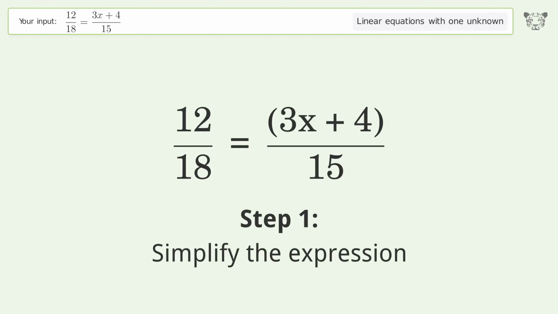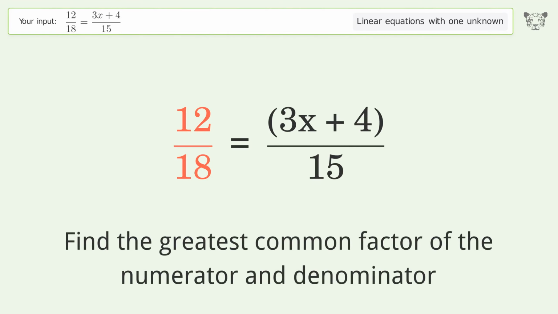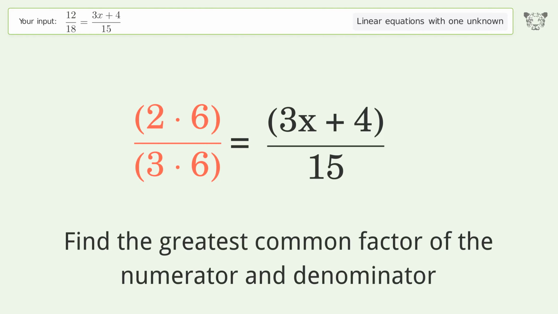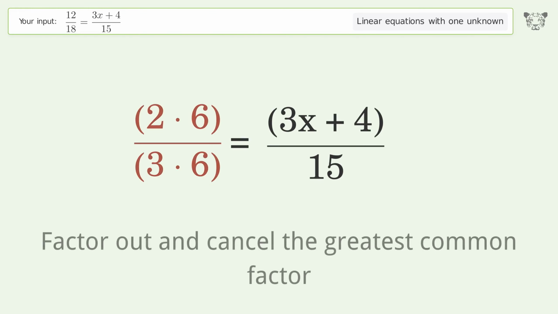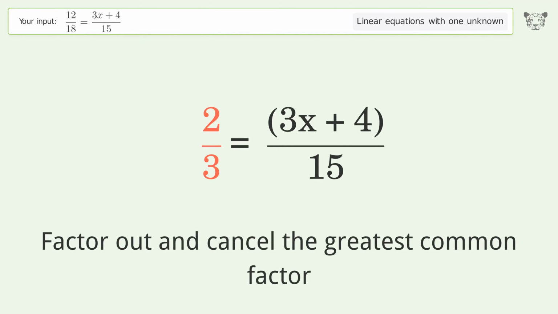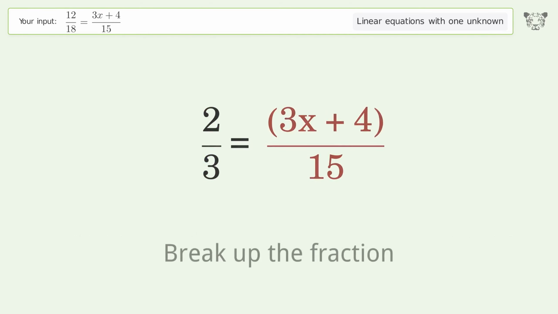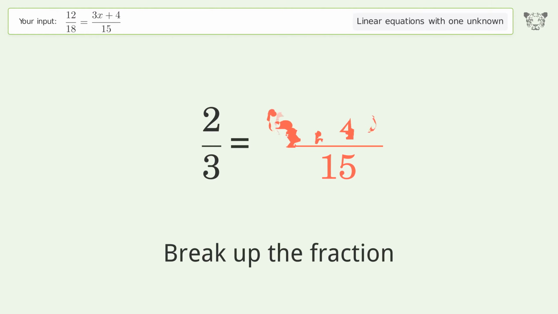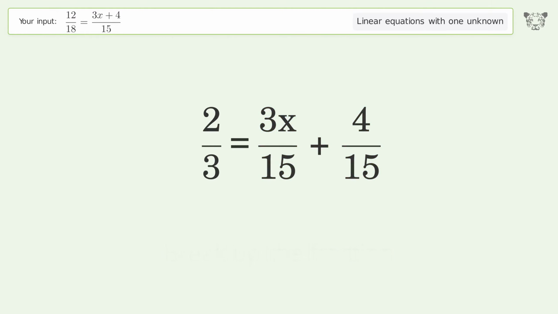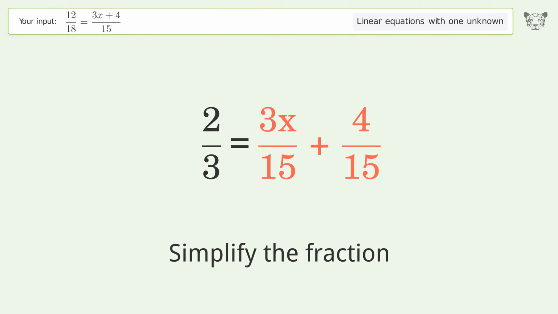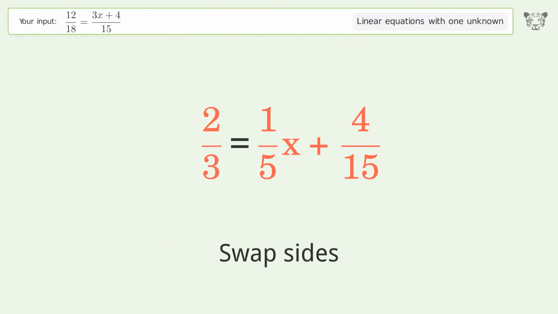Simplify the expression. Find the greatest common factor of the numerator and denominator. Factor out and cancel the greatest common factor. Break up the fraction. Simplify the fraction. Swap sides.